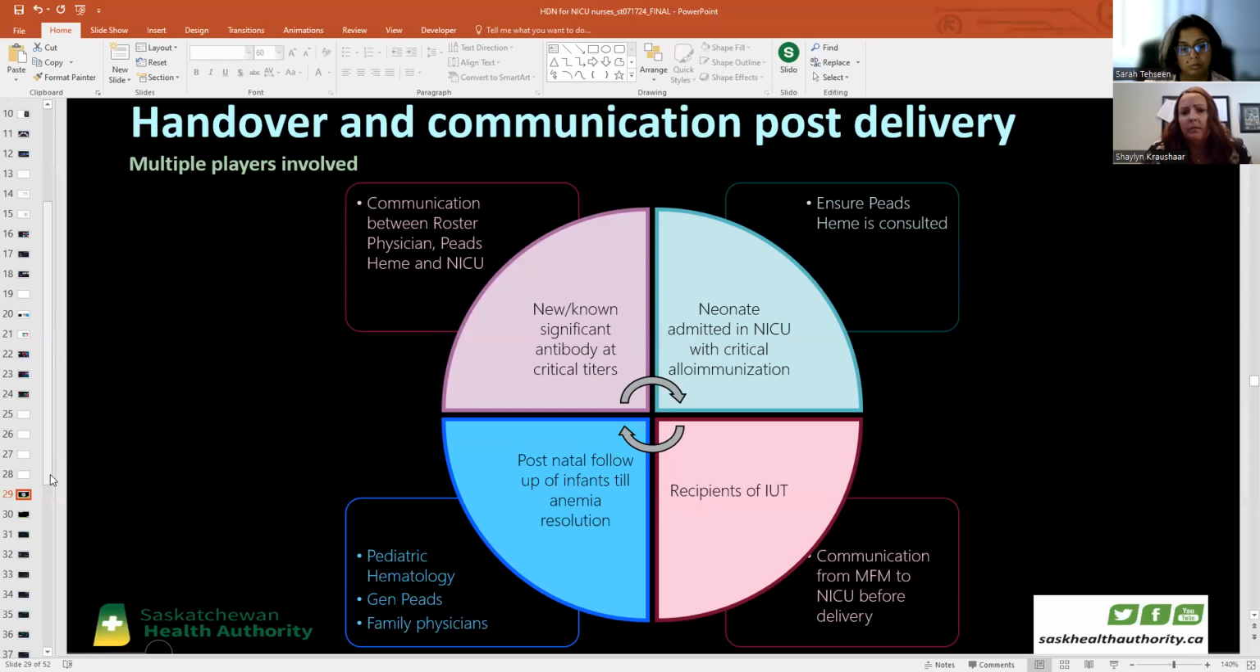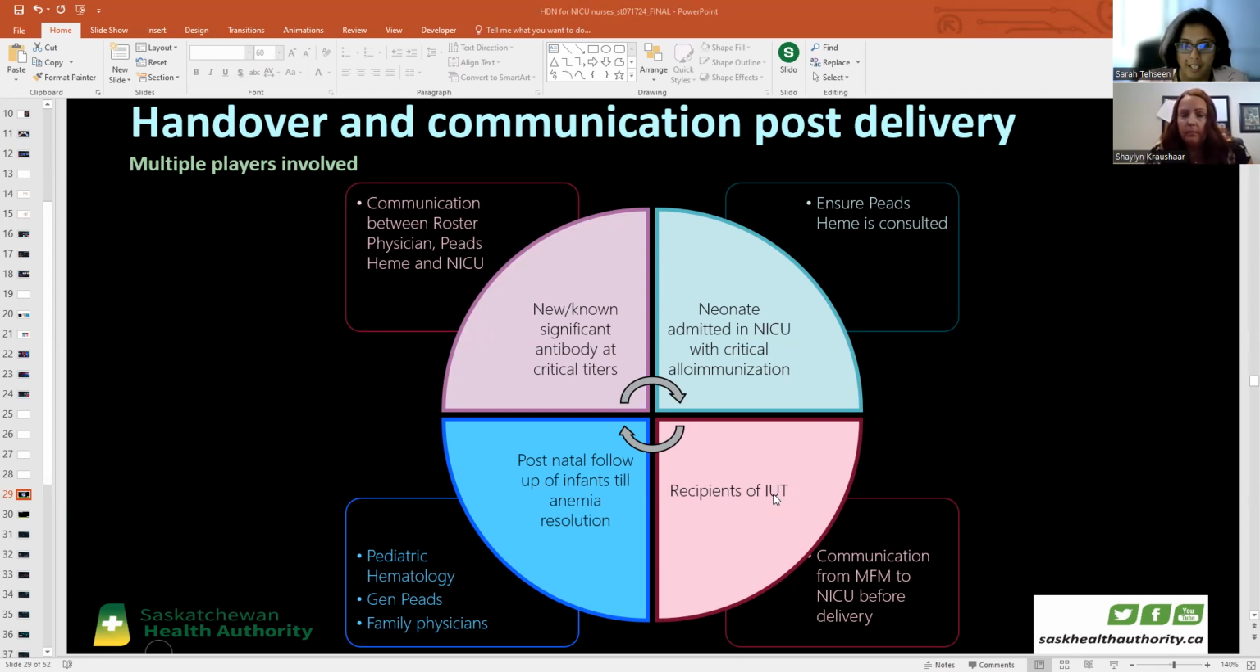If the baby is a recipient of IUT, there's communication between an MFM and NICU prior to delivery so that they are aware. And then postnatal follow-up for infants until the anemia is resolved. That's done by pediatric hematology and general peds or family physicians as well. I'm just going to comment that our IUT infants are a part of our bi-weekly PRAMS round. These mothers who are recipients of intrauterine transfusion, we follow them very closely because the consequences for the neonate are more, and they require more monitoring. So we are very closely aware of those.